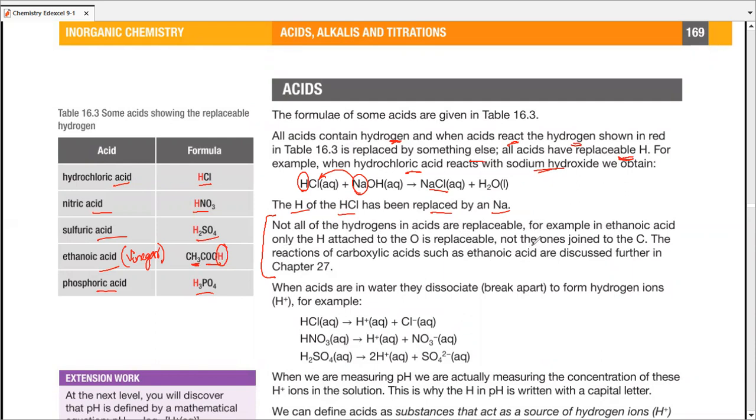Usually, what you're going to find in the organic chemistry portion is that the ones joining carbon are not the replaceable ones, and the ones attached to oxygen are the replaceable ones. We'll discuss this in carboxylic acids, which is chapter number 27, one of the last chapters of the book.